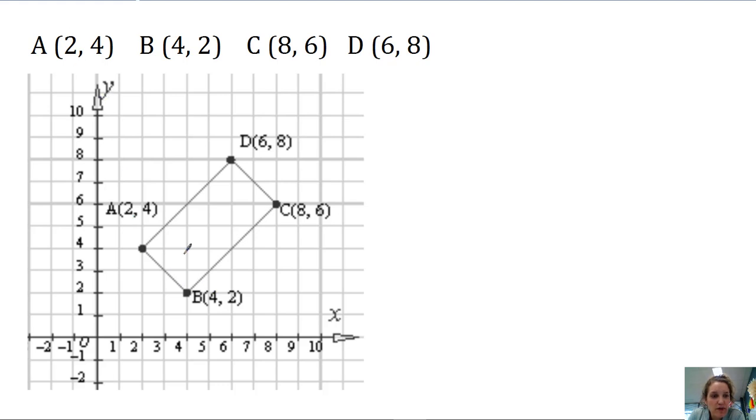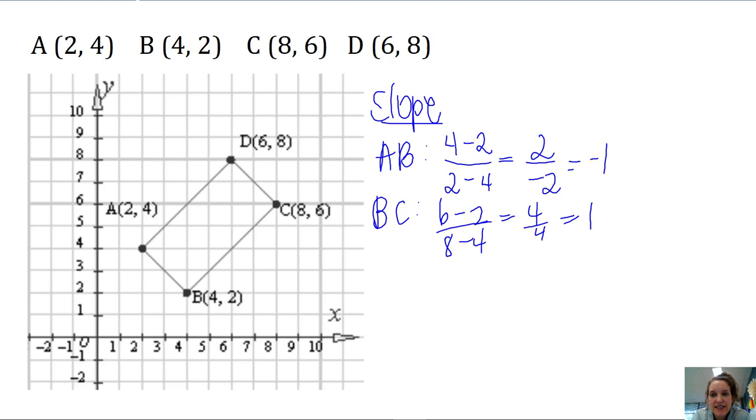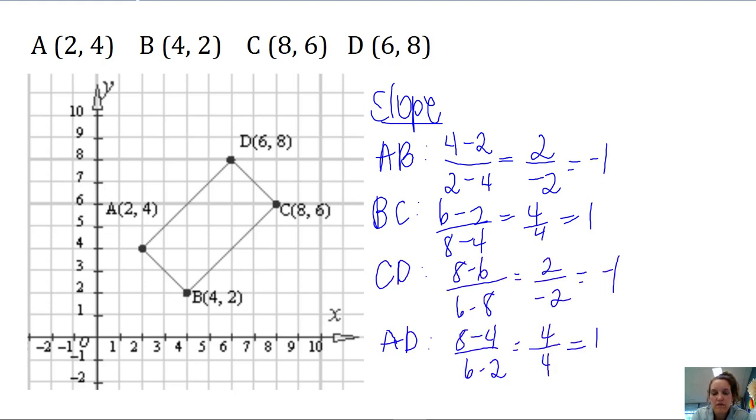So we're going to start by finding the slope of all of the sides. So I'm going to find the slope of AB is 4 minus 2 over 2 minus 4 equals 2 over negative 2, which is negative 1. The slope of BC is positive 1. The slope of CD is negative 1. And the slope of AD is positive 1.